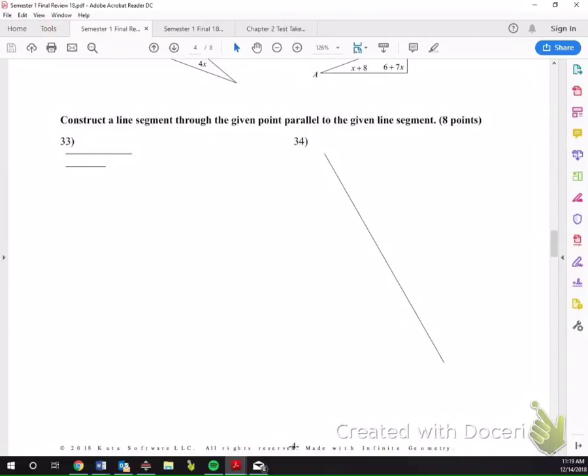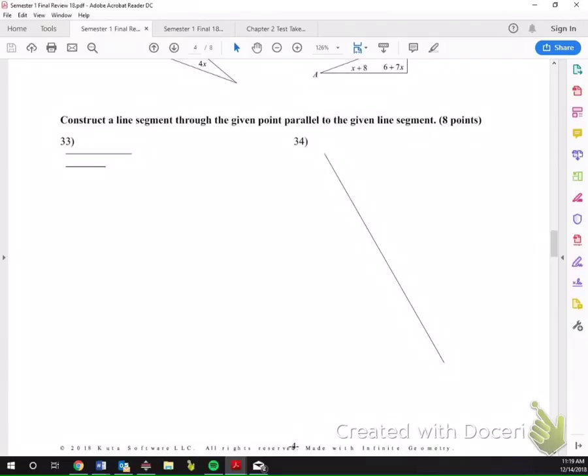The instructions got messed up here. Basically, I wanted you to, for 33, construct a line that was adding those two segments together. So I was going to have you just put the two lengths together, 34. We are constructing the perpendicular bisector of that segment.